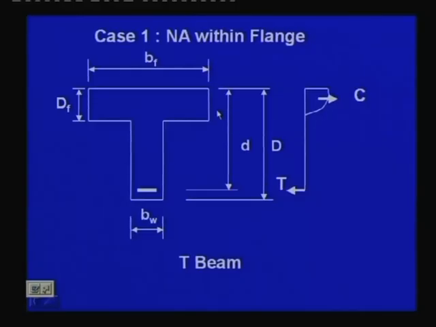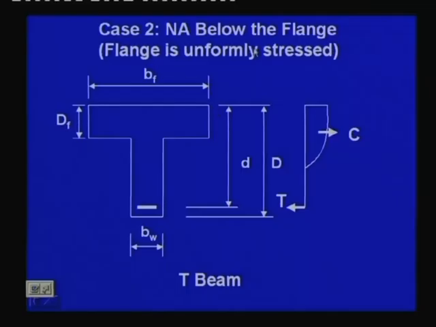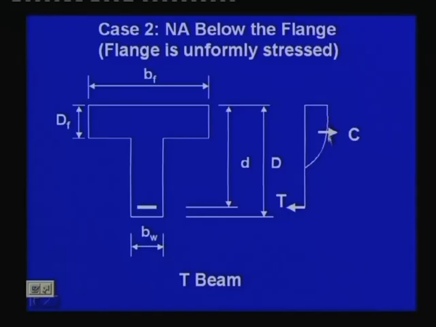The next case is possible. We shall come to the formulation again, let me just tell you first what the cases are. The second case is when the neutral axis is below the flange, but the flange is uniformly stressed. That means we are taking this portion, 0.45 fck, that is your flange, uniformly stressed. Then the third one is possible, case 3.